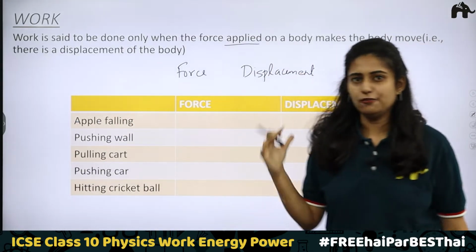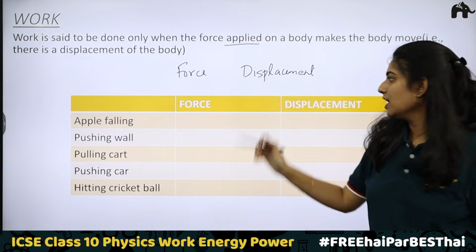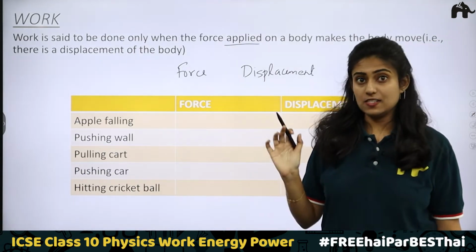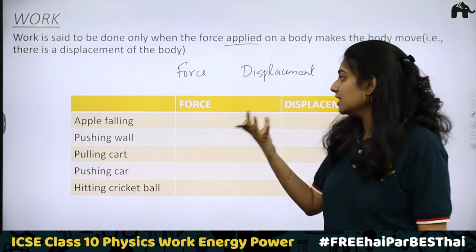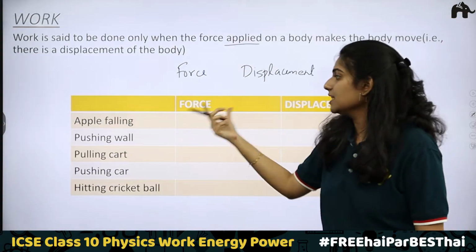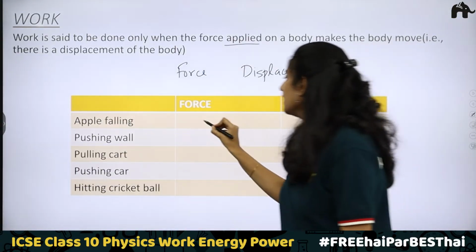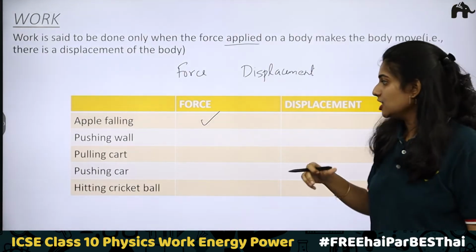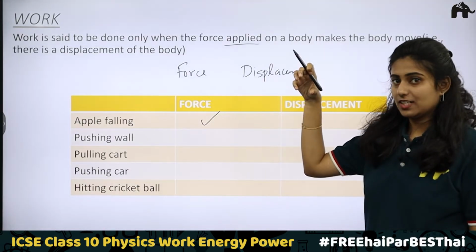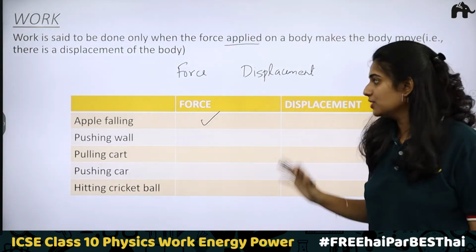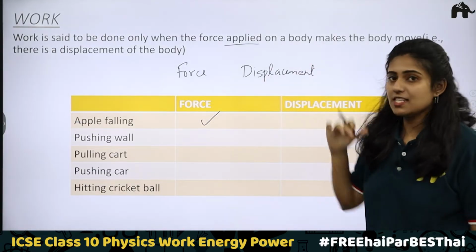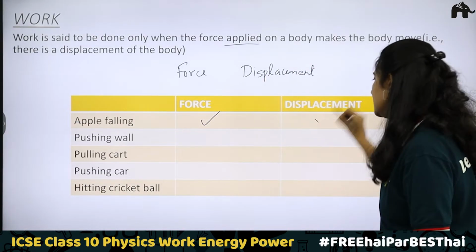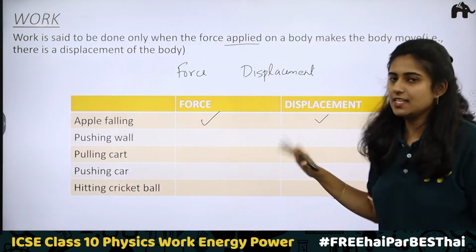First case, apple falling. When an apple falls down, is there force? Yes, there is force. There is force of gravity. Earth is pulling the apple down, which means Earth is applying a force. Okay, there is force. Now what about displacement? Is there displacement? Initially the apple was on the tree. Later, the apple falls to the ground, which means from the tree it has displaced to the ground. There is displacement. Okay, the position has changed.